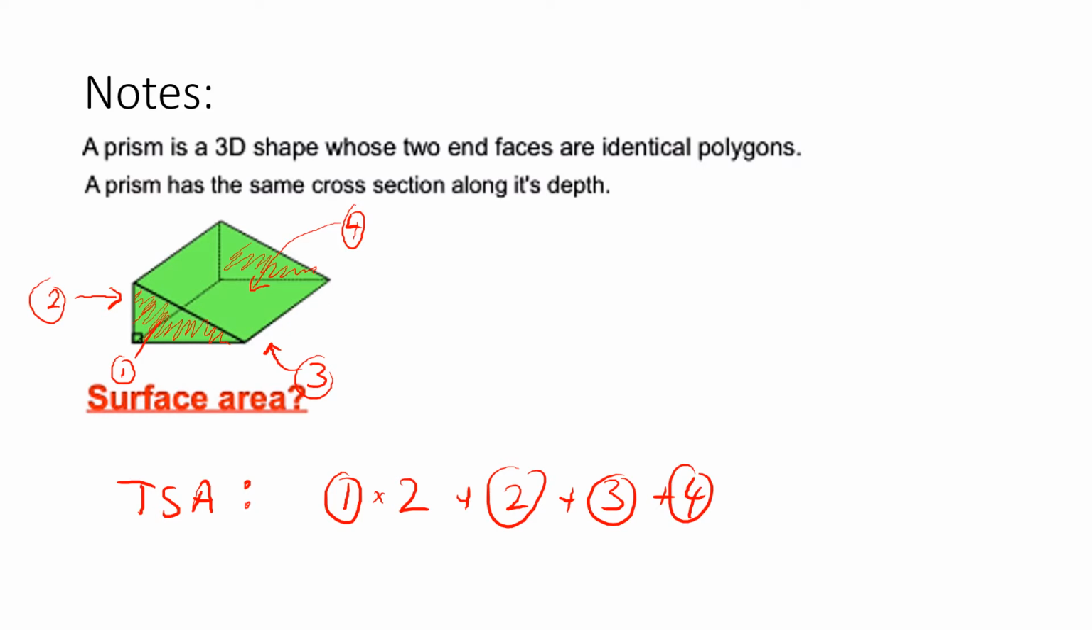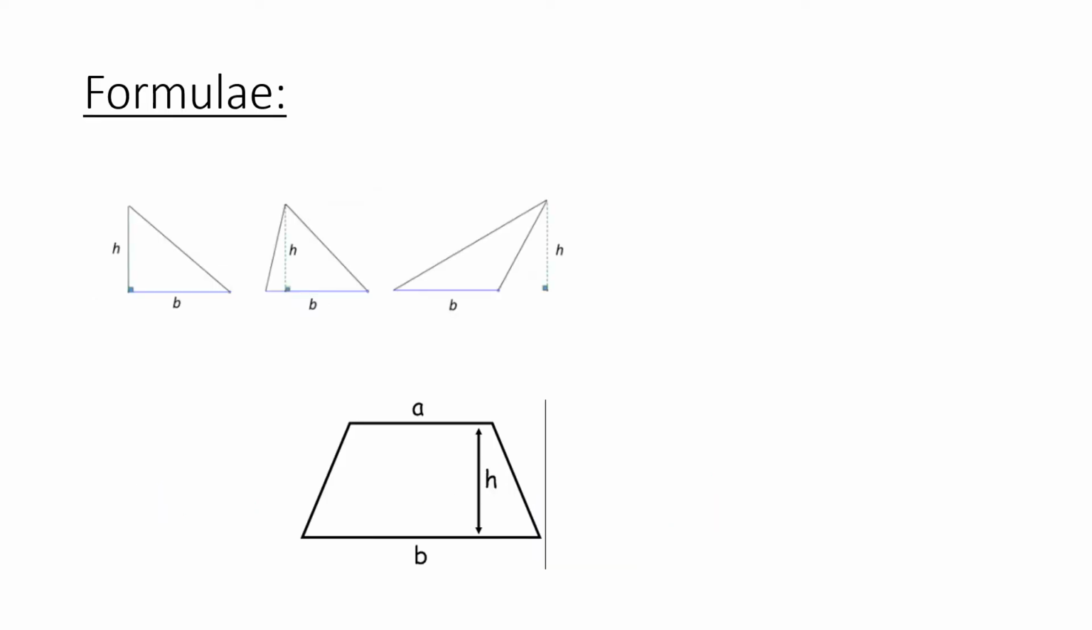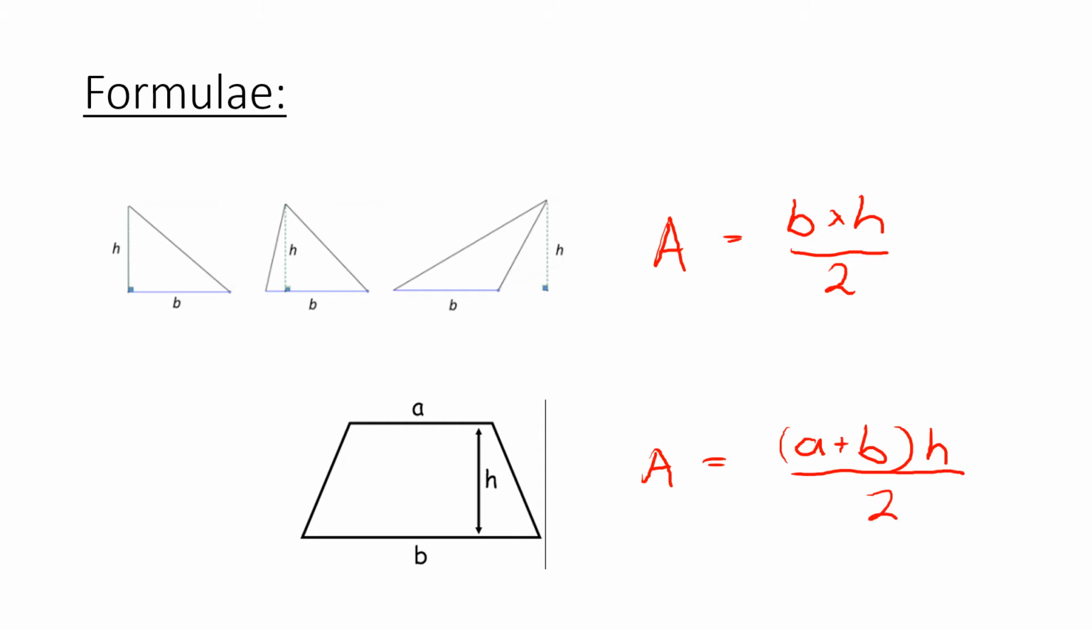Okay, so let's jump into an example. First thing that you're going to need to recall, which you should all know, is two formulae for area. The first is for a triangle, which is base times height, which is a perpendicular height, divided by 2. The next one, for the area of a trapezium, is the two parallel lines added together, a plus b, times the height, divided by 2. Those two formulae you need to commit to memory.